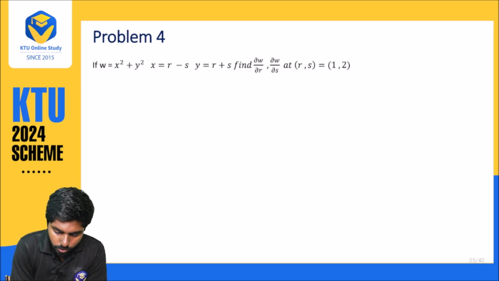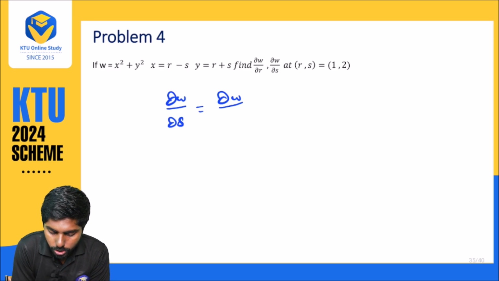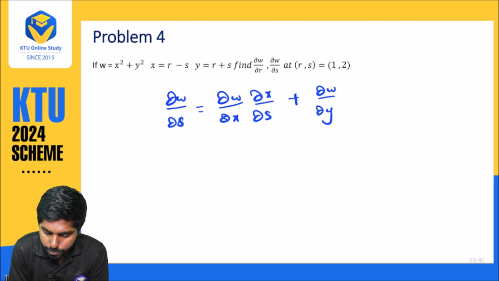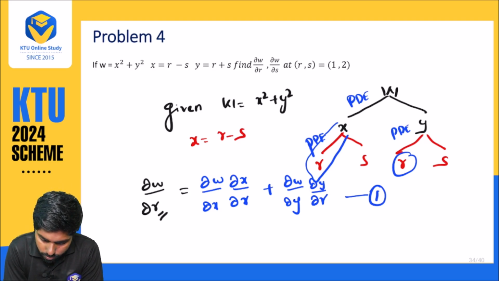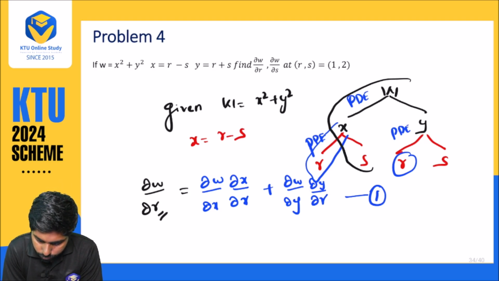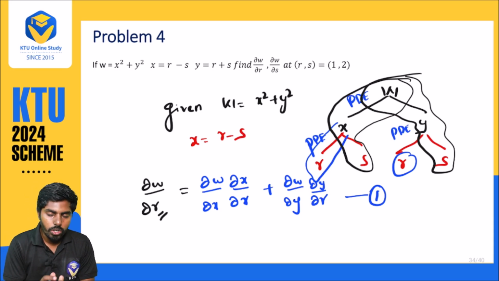Then what about the second formula? The second formula they have asked is dou w by dou s. Dou w by dou s is nothing but dou w by dou x times dou x by dou s, plus dou w by dou y times dou y by dou s. So this is the way the formula will be moving on, and here also it is that way. So you want to draw according to the formula.